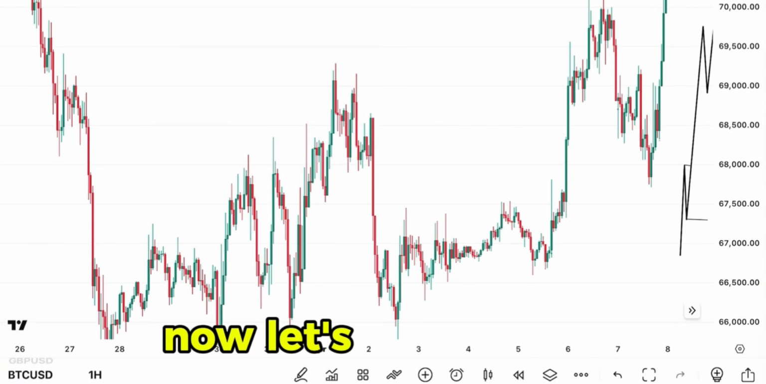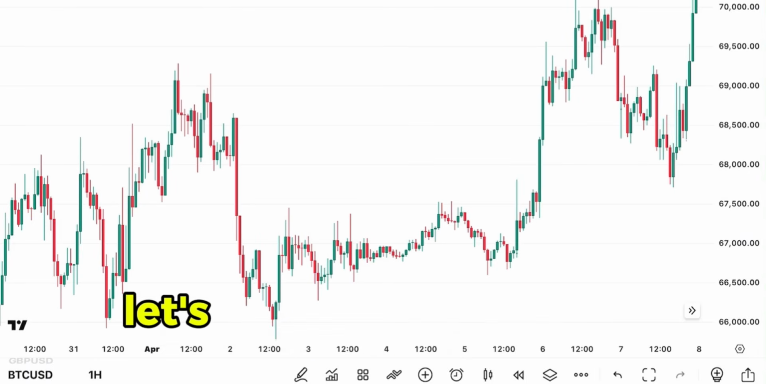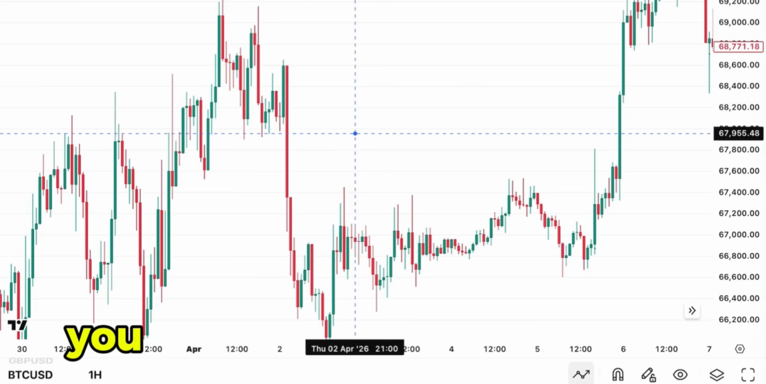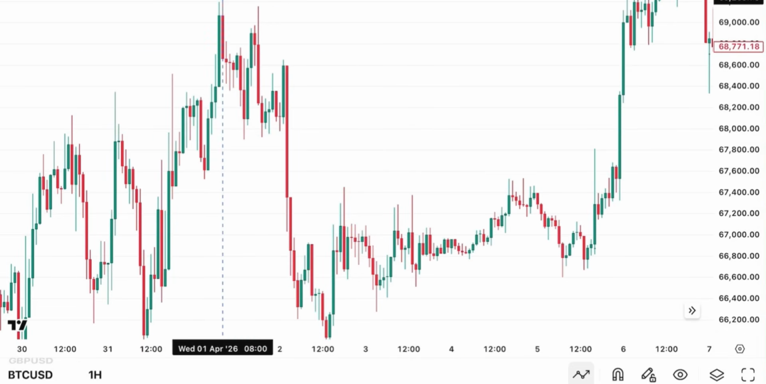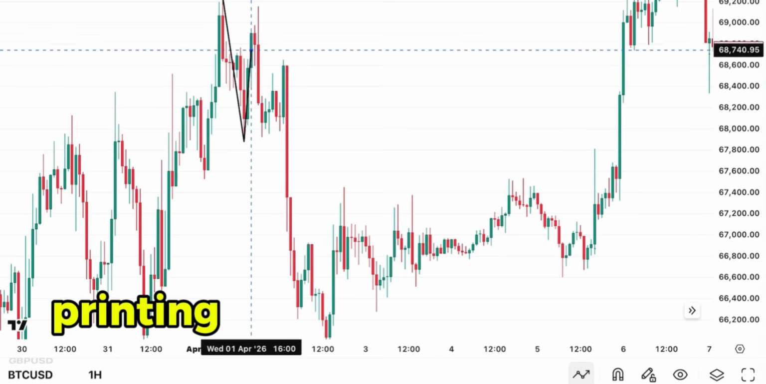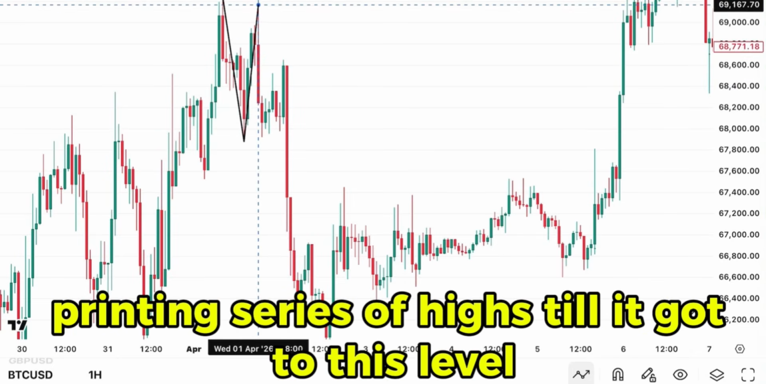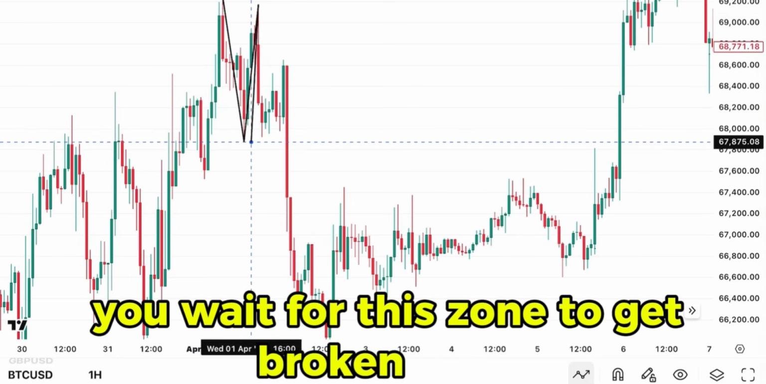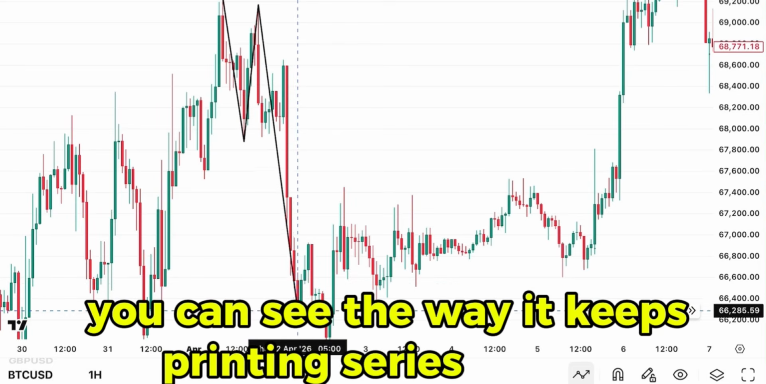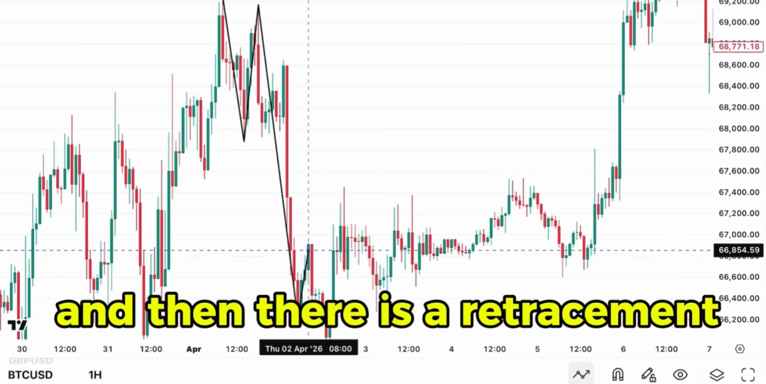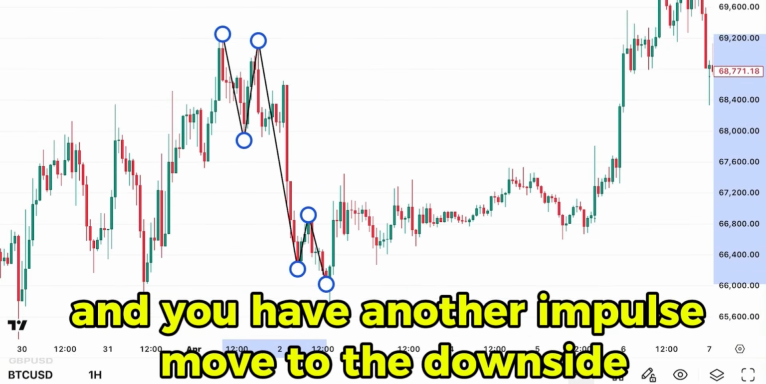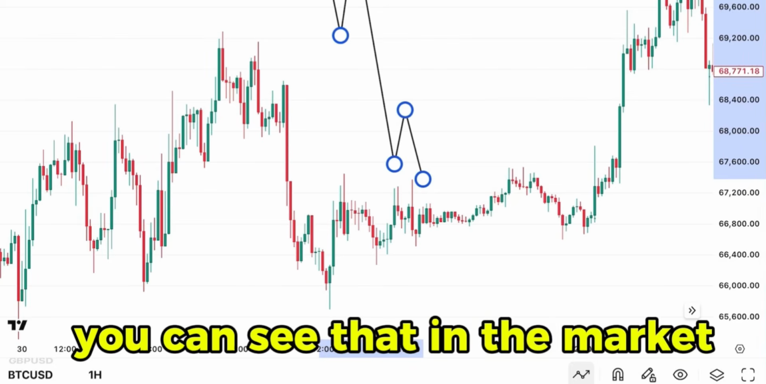Now, let's get the example of a downtrend in this market. You can see what we have here. We have this particular move, and you can see the retracement printing a series of highs till it got to this level. You wait for this zone to get broken again. After getting broken, you can see the way it keeps printing a series of lows, and then there is a retracement again in the market, and you have another impulse move to the downside. You can see that in the market.